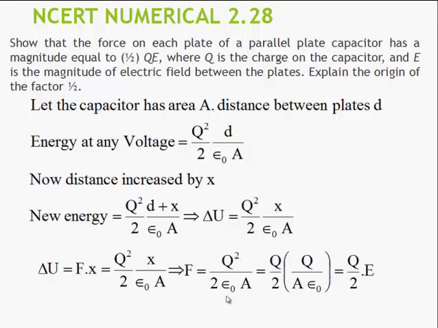This is Q square upon epsilon naught A. So this is Q by A epsilon naught, which is E. That's how we go for this type of question. Here the half factor has come because the field is in the two plates. One due to other, two due to one. Because of any one, it will be half. That's the basic of this. But you have found the calculations over here also.